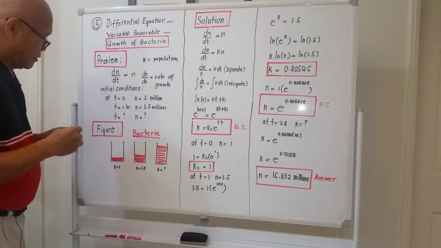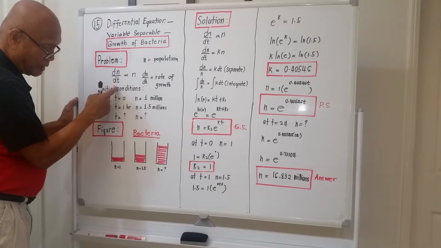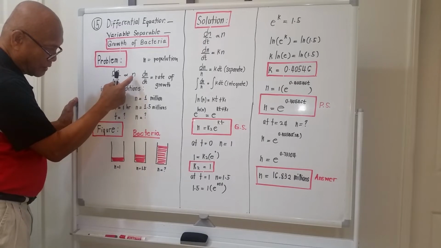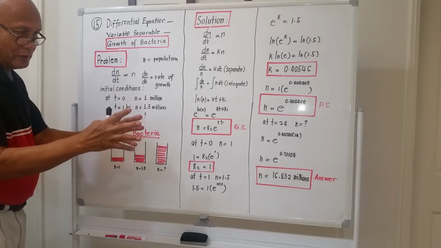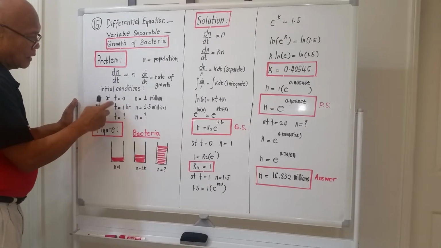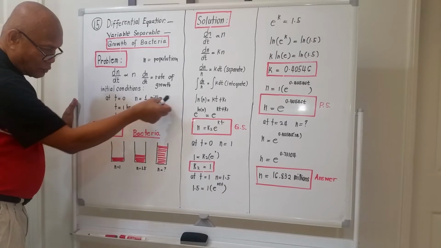The problem states that the rate of growth of bacteria is proportional to their number at any given moment in time. We are given two initial conditions. At time t equal to 0, the population of the bacteria is 1 million.